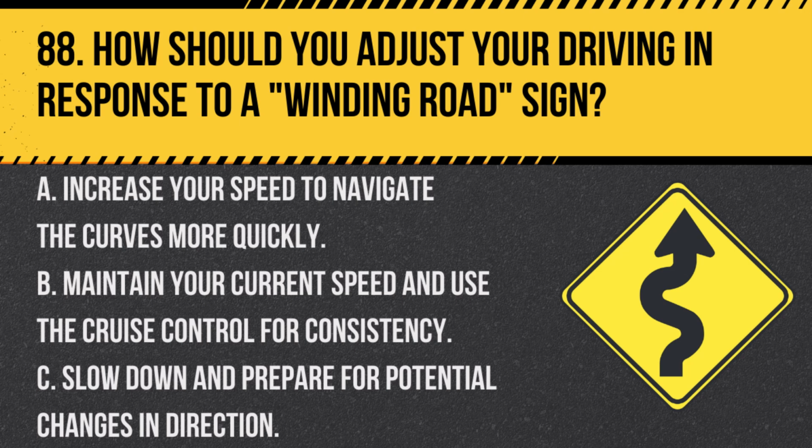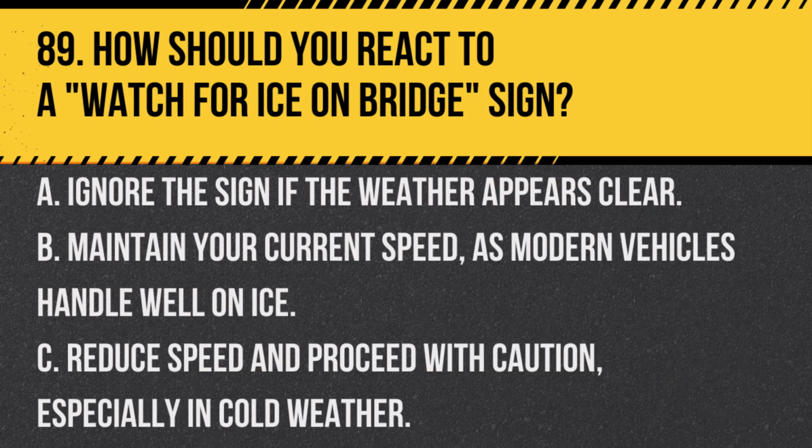A. Increase your speed to navigate the curves more quickly. B. Maintain your current speed and use the cruise control for consistency. C. Slow down and prepare for potential changes in direction. Answer. C. Slow down and prepare for potential changes in direction. A winding road sign indicates curves ahead, and slowing down is essential for safe navigation. Question 89. How should you react to a watch for ice on bridge sign?